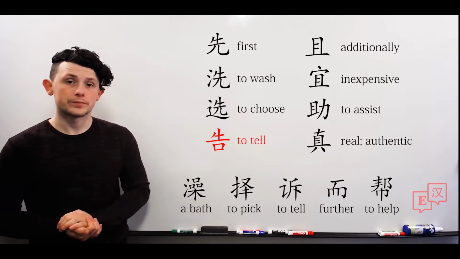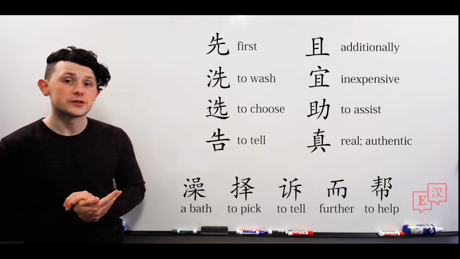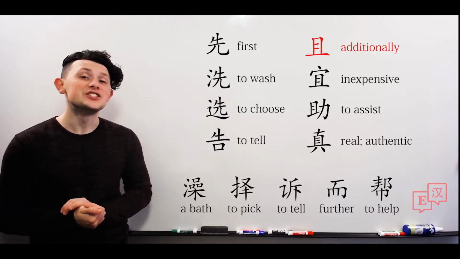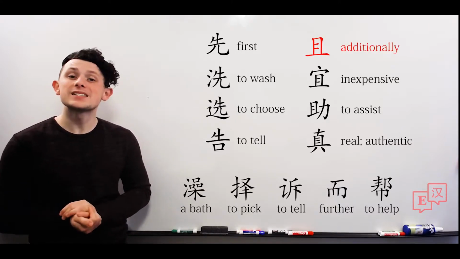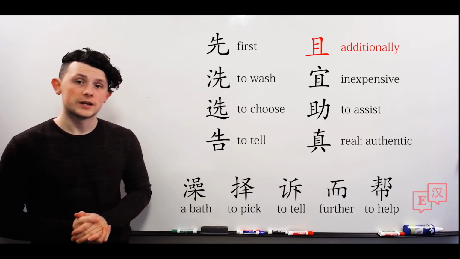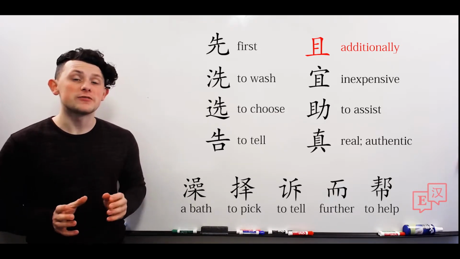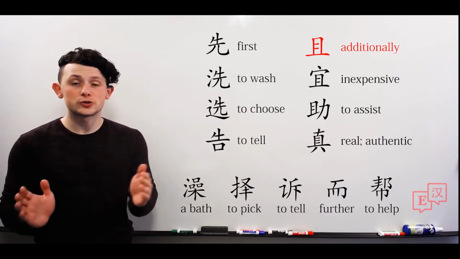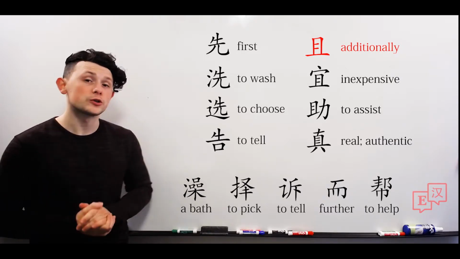Gao. Now, our next set of characters are all related to qie, which means additionally or moreover. Qie. This is part of the logical structural phrase 而且, which we'll learn in our words in grammar.